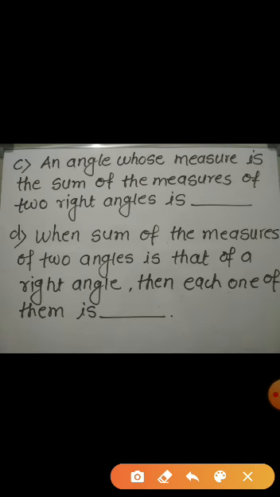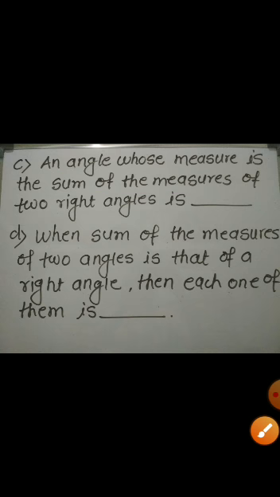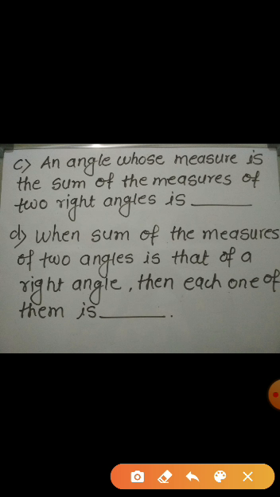Now the third one, an angle whose measure is sum of the measure of two right angle. Sum of the measure of two right angle is called as straight angle. Now the next one, when sum of the measures of two angles is that of a right angle, then each one of them is called as acute angle.